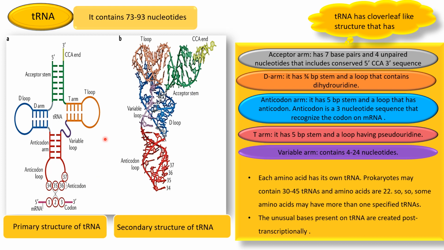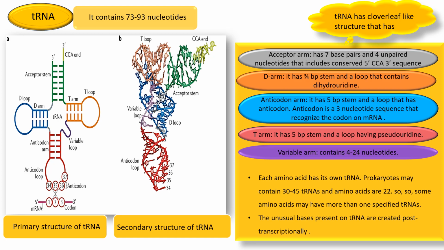Now each amino acid has its specific tRNA, and tRNA attaches with the amino acid at this acceptor arm and carries it to the mRNA. In prokaryotes, there may be 30 to 45 different tRNAs. And as we know, there are 22 amino acids. So, some amino acids may specify more than one tRNA molecule. Okay, so this was the brief introduction of tRNA.